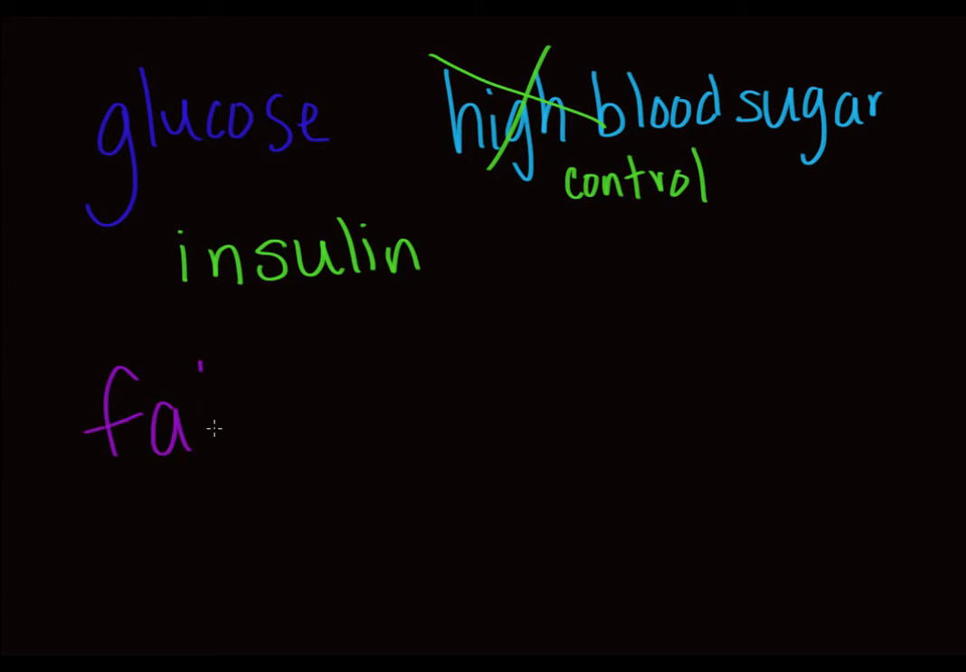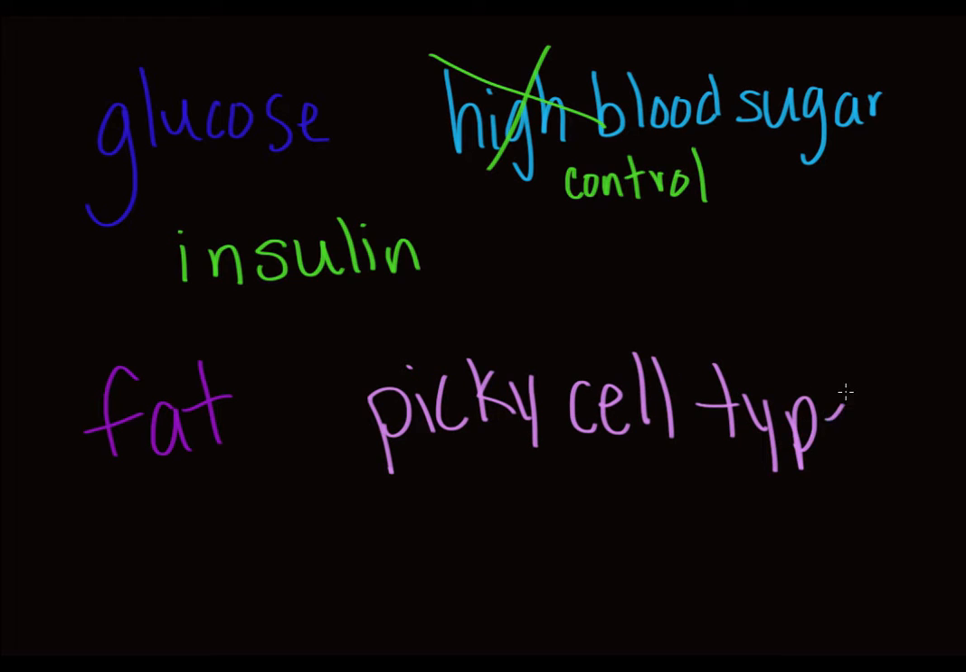So now let's talk about fat. We know fat can't be used by all the cells in the body, so you can probably guess what we need to do in fat use mode, and that is to ensure that we supply our picky cell types with something they can use. So the hormone in charge of this mode is glucagon, which ensures the feeding of our picky cells.